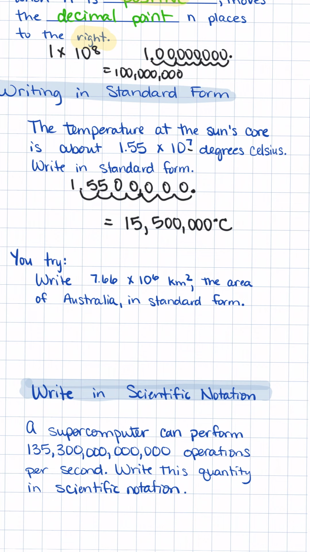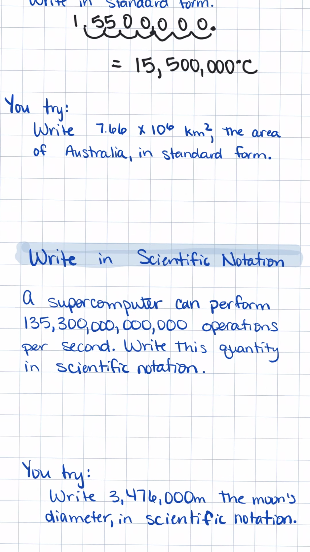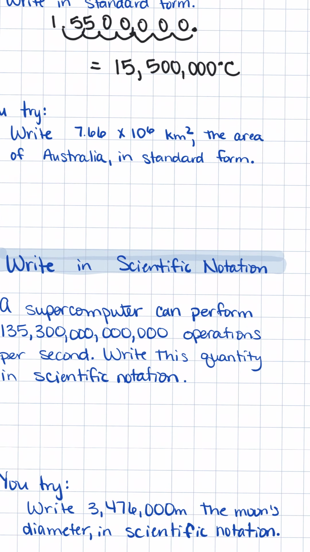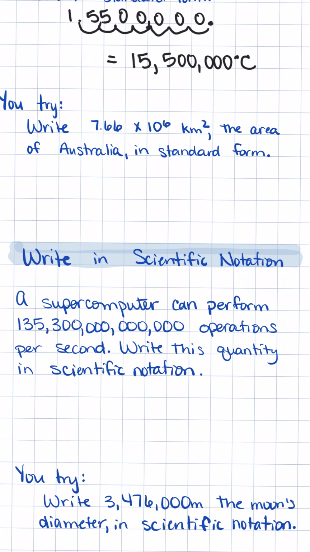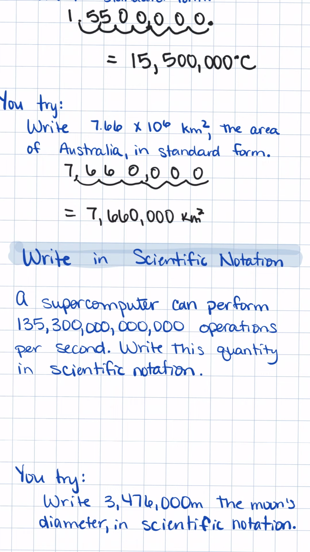Okay, you go ahead and try this next one. Write 7.66 times 10 to the 6th power kilometers squared, the area of Australia, in standard form. Press pause, come back to me when you're done. You should have got 7,660,000 kilometers squared.